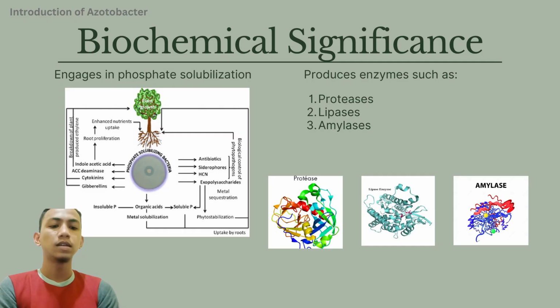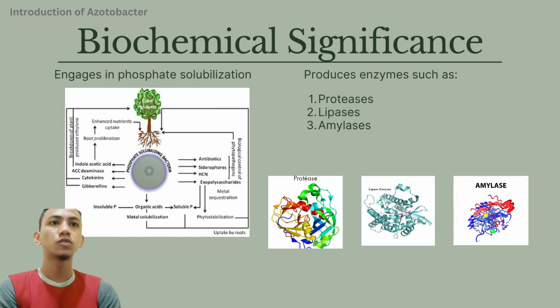Not only that, it is also used for its biochemical significance. Beyond its nitrogen-fixing prowess, Azotobacter engages in phosphate solubilization, enhancing the availability of phosphorus for plants. Moreover, it produces enzymes such as protease, lipase, and amylase, with industrial applications ranging from waste treatment to food processing.